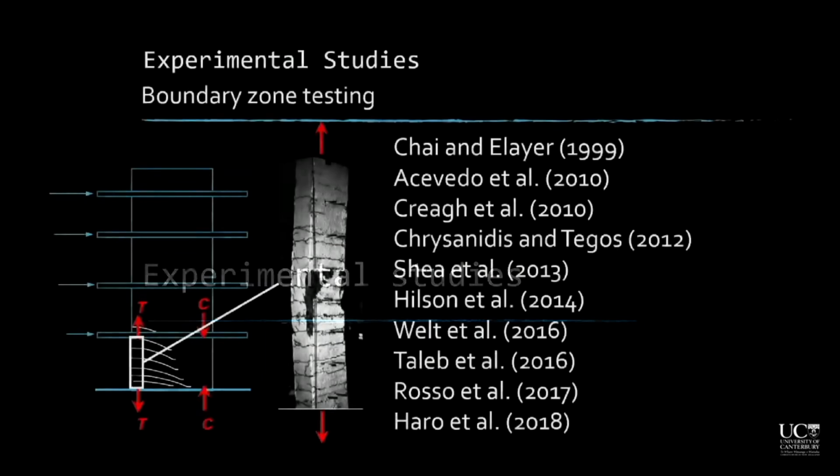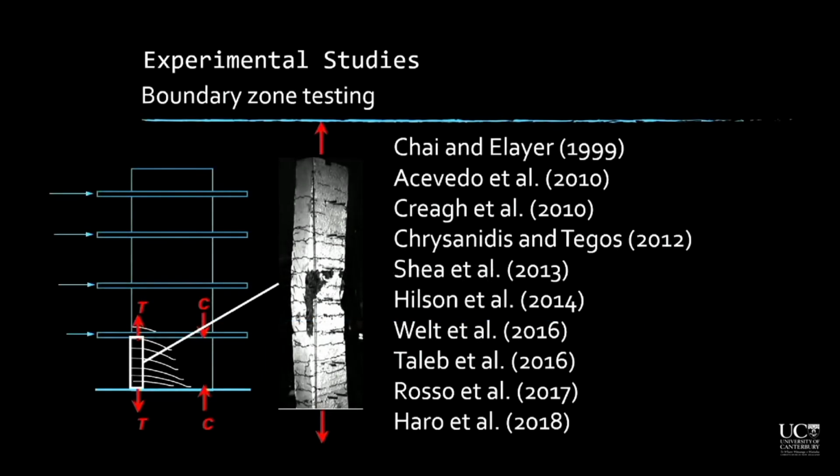In terms of experimental studies, as I said, this mode of failure has been studied by testing boundary zones, concrete columns that represent boundary zones of rectangular walls. However, there are limitations in this approach because the boundary conditions at top, bottom, and along the length of the wall are not well captured in the experiment.